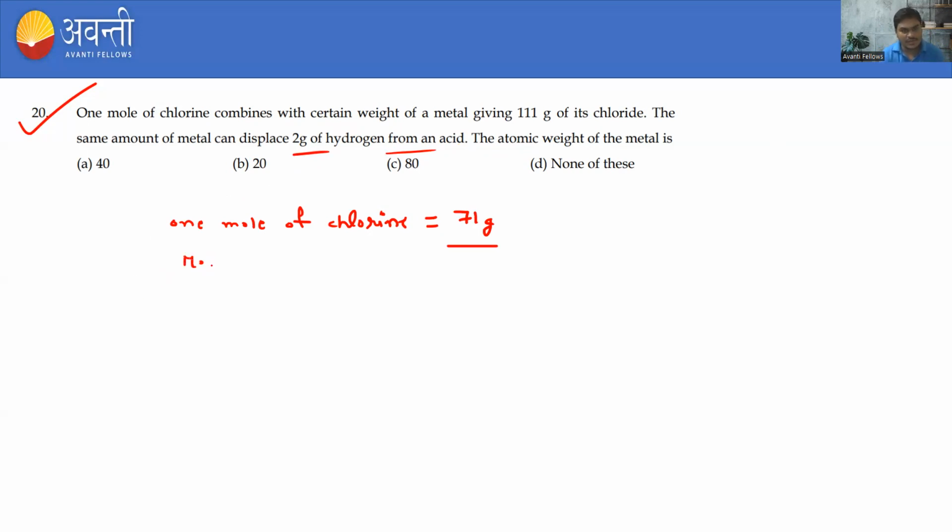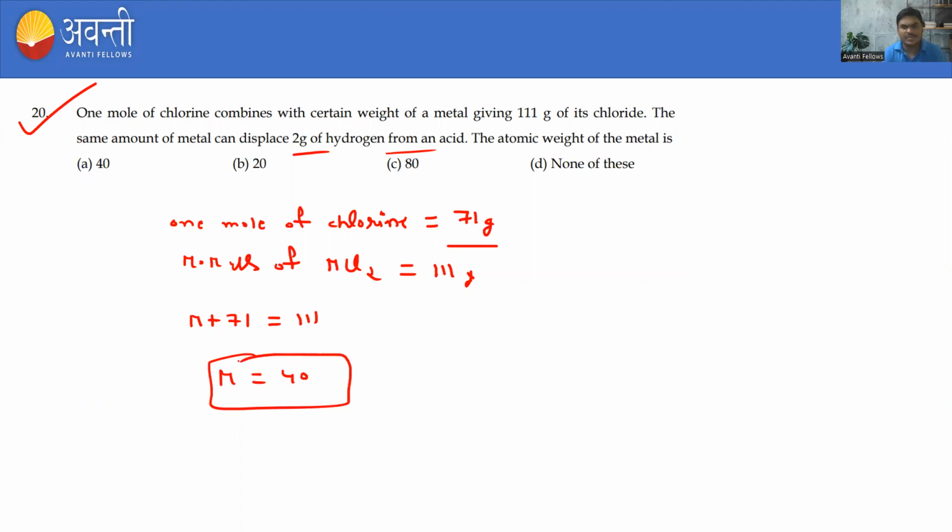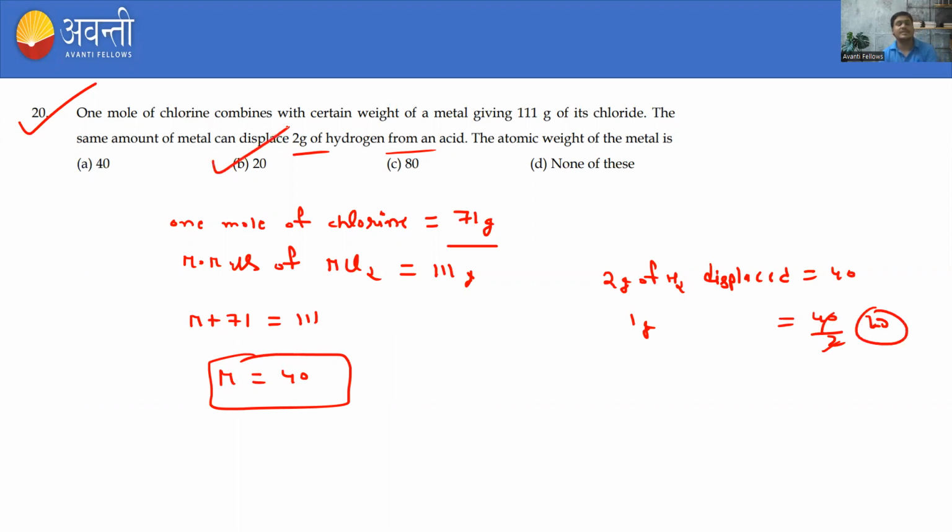Now the molecular mass of MCl2 is 111 gram, already given. So M plus 71 is equal to 111 gram. You can calculate M, which comes out to be 40. Now 2 gram of H2 is displaced by 40 gram of metal, so 1 gram of H2 is displaced by 40 by 2, which is equal to 20. So the correct answer for this question is 20.